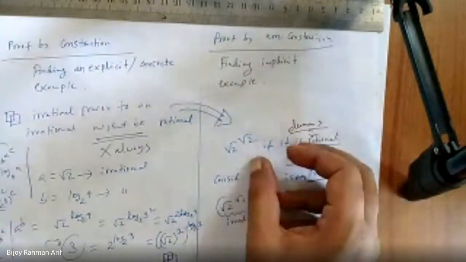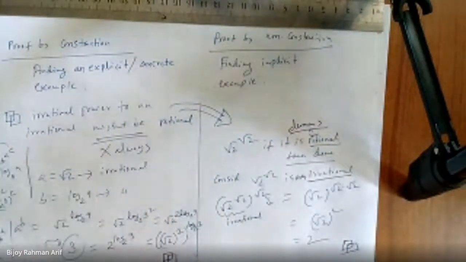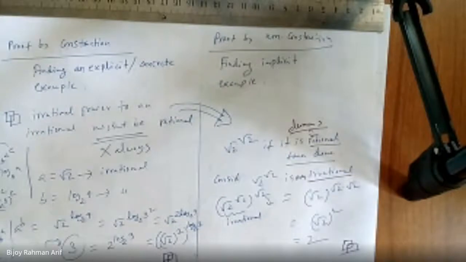Sir, just showing an example, will that be enough? Yes, we are giving an example, but actually we don't know the status of the example. Right. We are giving an implicit example, but we don't know the status of the example. That is the catch. Got it?